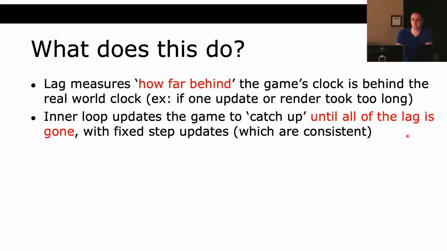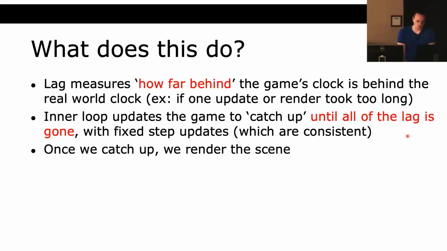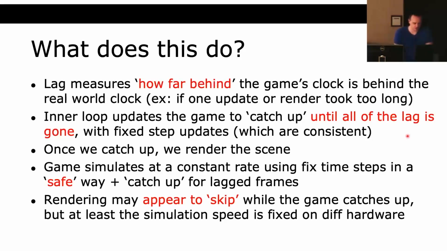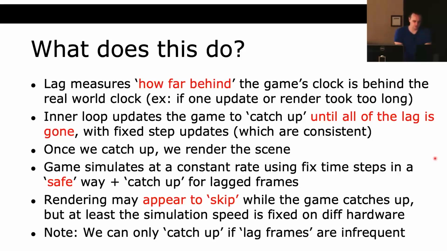And, you know, in this case, the fixed step updates are, I'm going to add 2 and then 2 and then 2 and then 2, right? So I'm sure that this is not going to have any undesirable floating point effects, etc. Once we catch up, we render the scene. And so the game simulates at a constant rate using fixed time steps in a safe way to catch up for these lag frames. And the rendering may appear to skip, right? You skip ahead to that 3 burgers while the game catches up, but at least the simulation speed is fixed on different hardware. And so we can only catch up if these lag frames are infrequent.